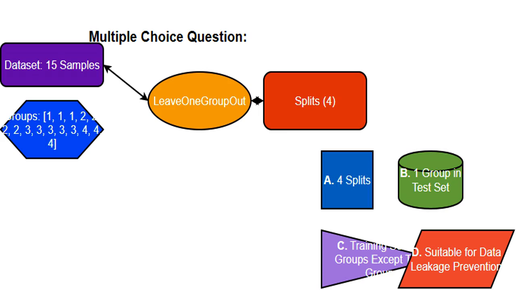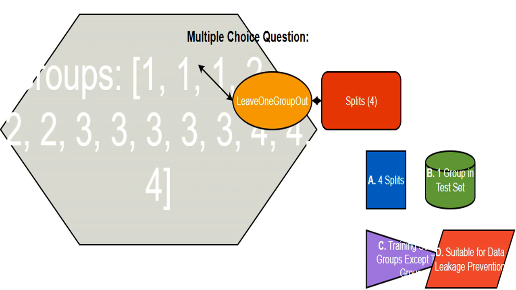LeaveOneGroupOut cross-validation is a specific type of cross-validation where I leave out one whole group of data at a time for testing, and I use all the other groups for training my model. It helps avoid data leakage issues, specifically in grouped datasets, ensuring a more reliable model evaluation. This shows how my 15 samples are organized into groups. I have 4 distinct groups. Group 1 has 3 samples, Group 2 has 4, Group 3 has 5, and Group 4 has 3. The numbers represent which group each data point belongs to.